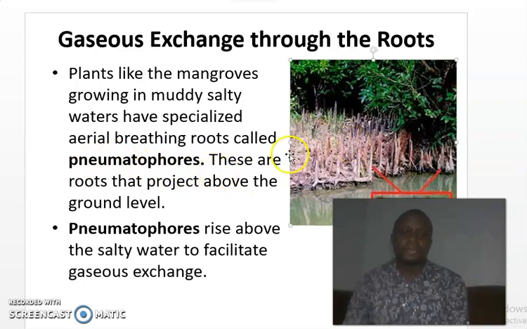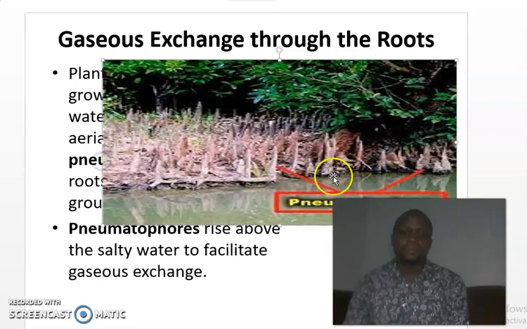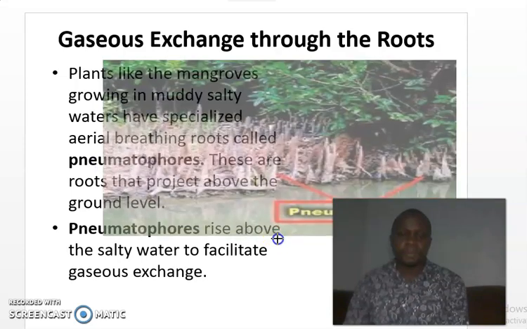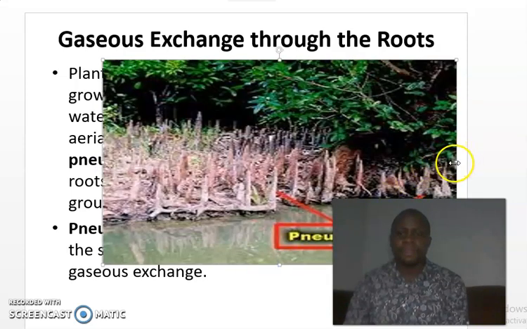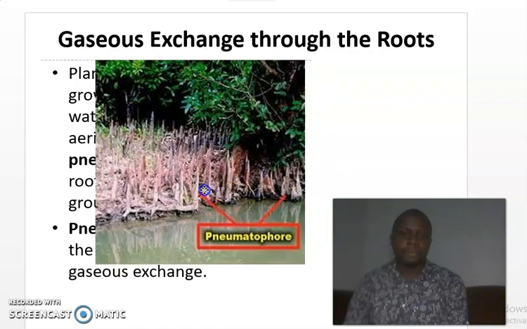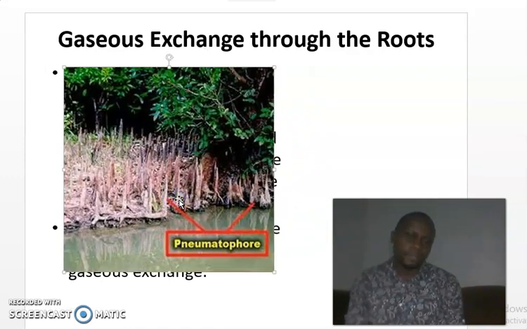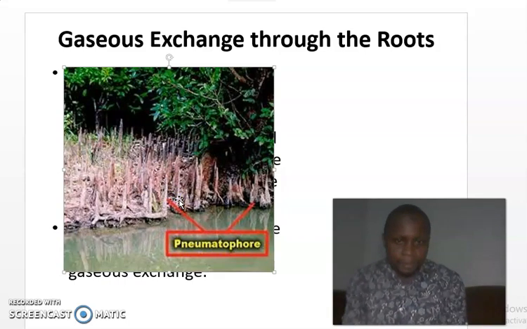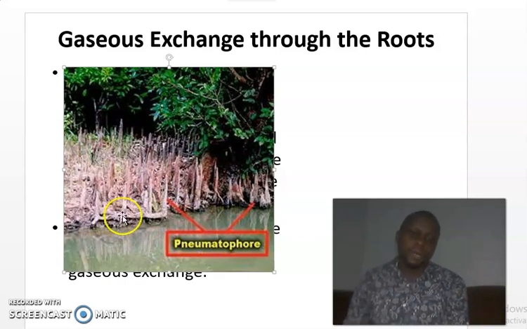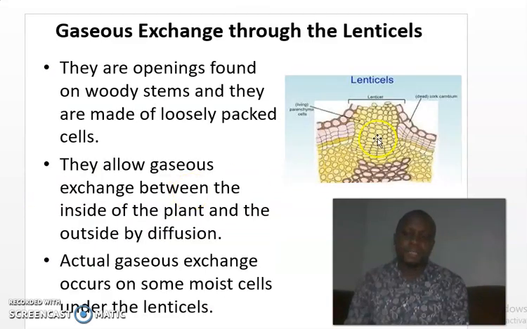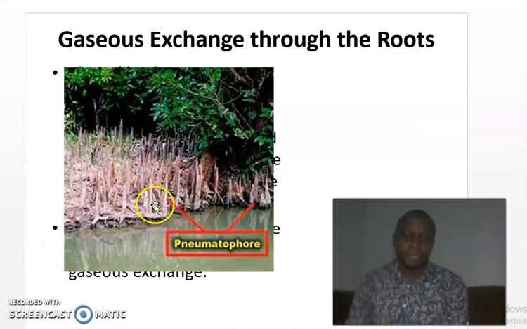The diagram here shows the specialized roots, the pneumatophores. Are you able to see them? Good. So if you look keenly in these particular roots, they also have some openings. The openings like the lenticels are also found on the pneumatophores of these particular breathing roots.